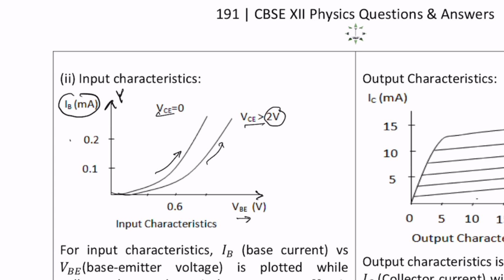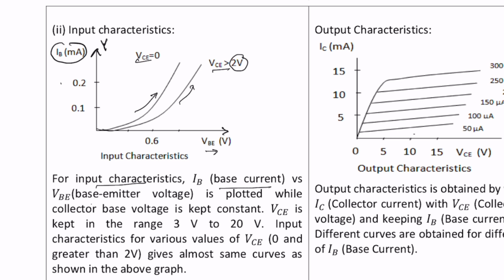So let us explain. For input characteristic, the base current versus base emitter voltage is plotted while collector emitter voltage is kept constant. For collector emitter voltage 0, this is the graph. For collector emitter voltage constant at greater than 2 volt, this is the graph. The collector emitter voltage is kept in the range of 3 to 20 volt. Input characteristic for various values of collector emitter voltage from 0 to greater than 2 volt gives almost the same curves as shown in the above graph. Now this is the input characteristic.